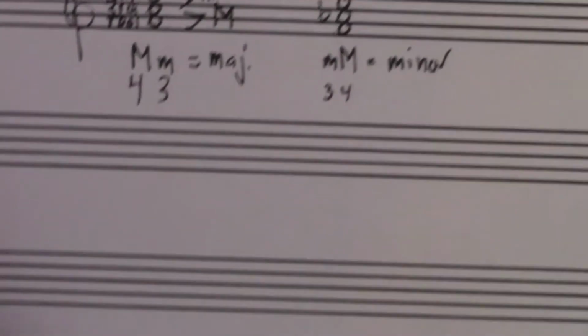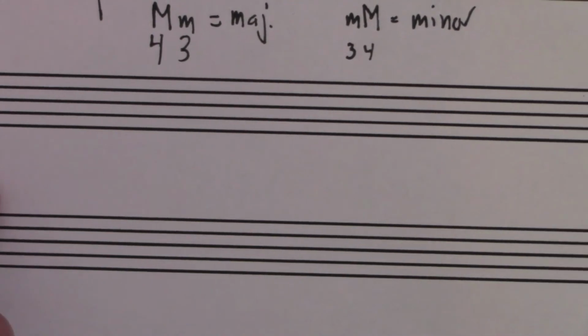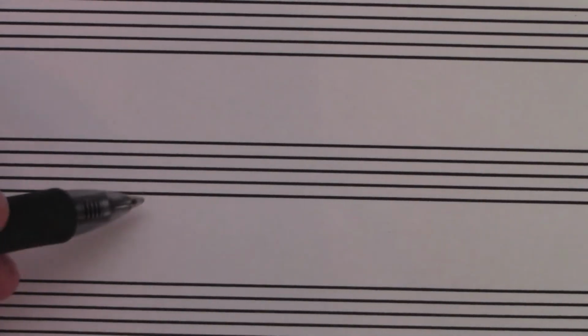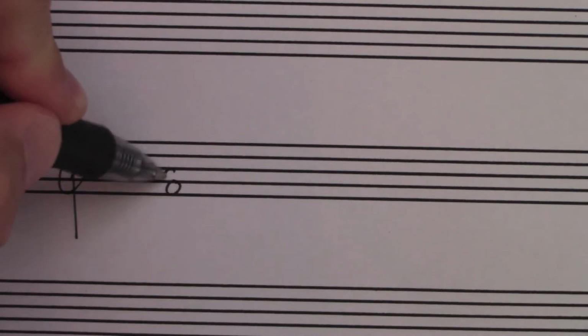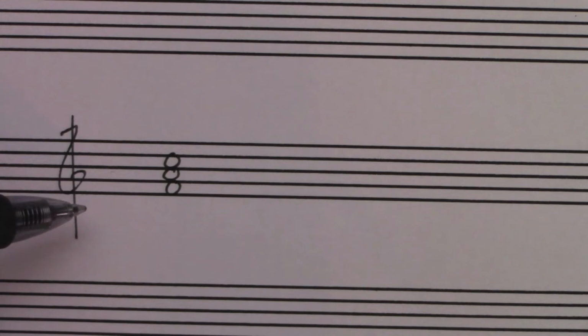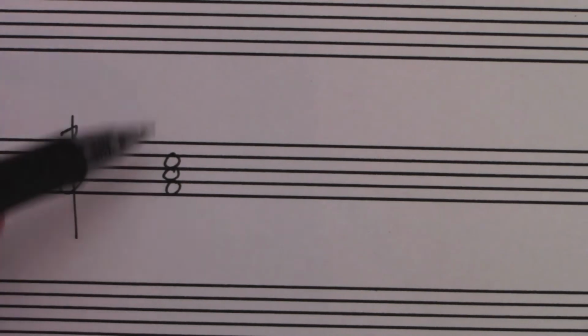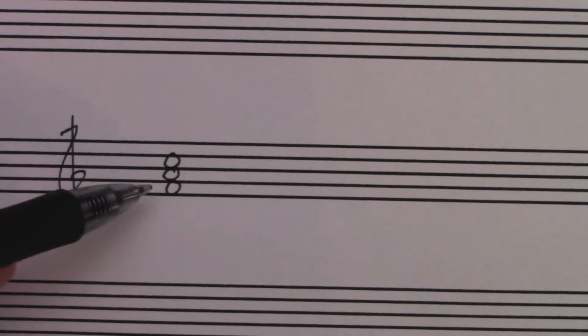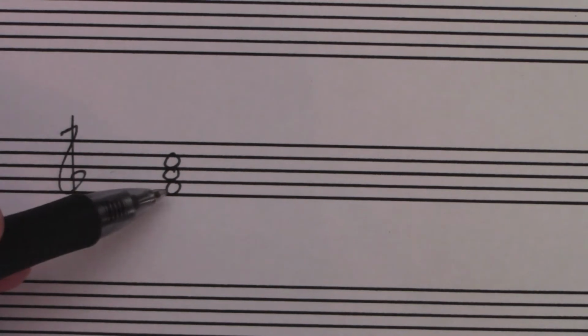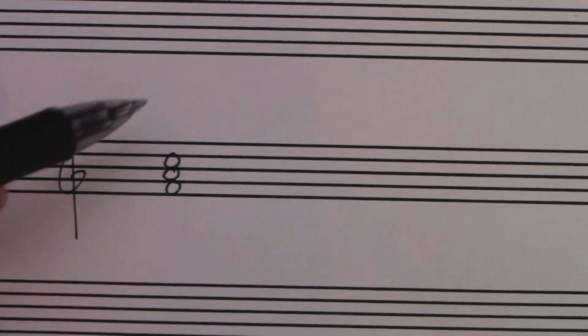Now, there are 2 other possibilities. As a matter of fact, let's skip down another line to get out of the way. Note that we're still spelling it F-A-C. Okay? It needs to be spelled that way. Letter, skip 1, letter, skip 1, letter. So F, skip G, A, skip B, C. That's what makes it a triad.